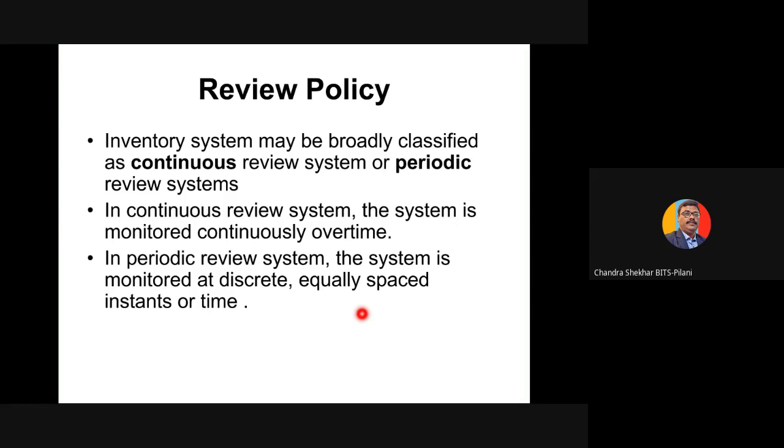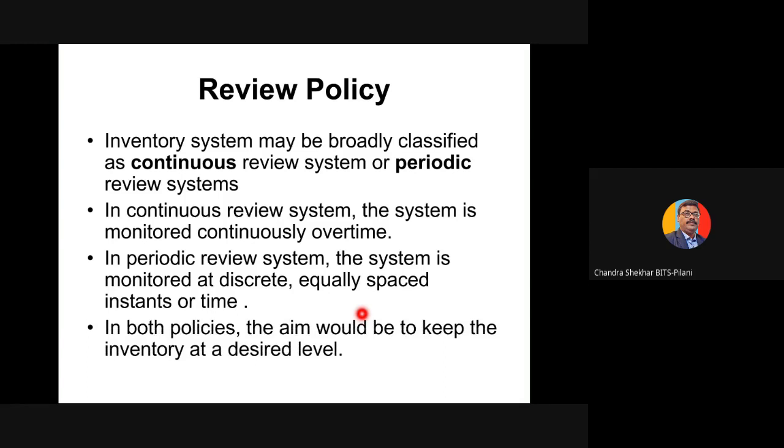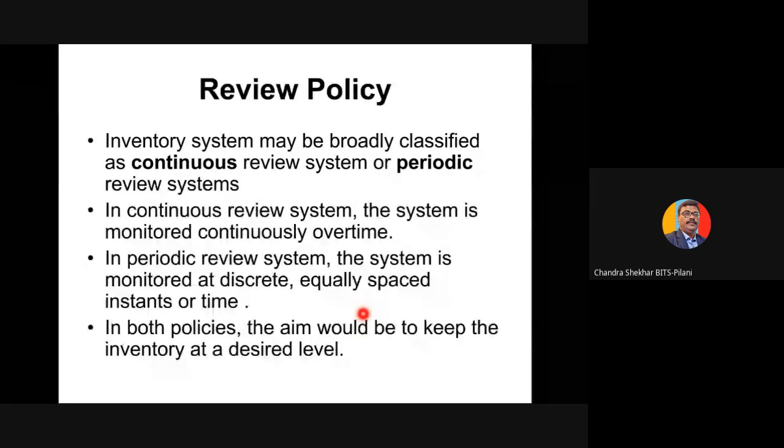So a review policy can be either continuous or periodic in nature. In a continuous review system, the system is monitored continuously over time, and in a periodic review system, the system is monitored at discrete, equally spaced instances of time. So we can choose the review policy as per our studied model. We can decide which type of review policy is required, which type of monitoring is required. In both policies, the aim would be to keep the inventory at a desired level.